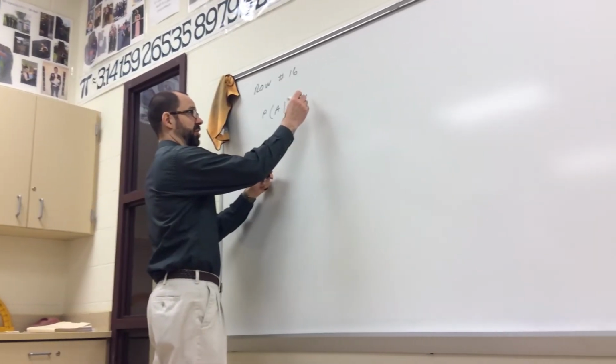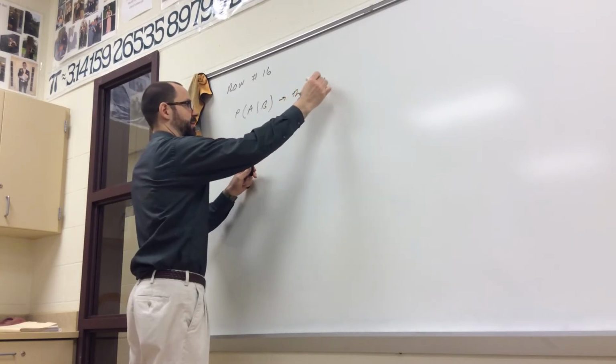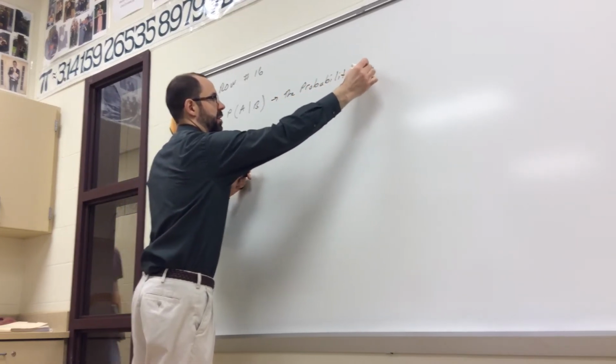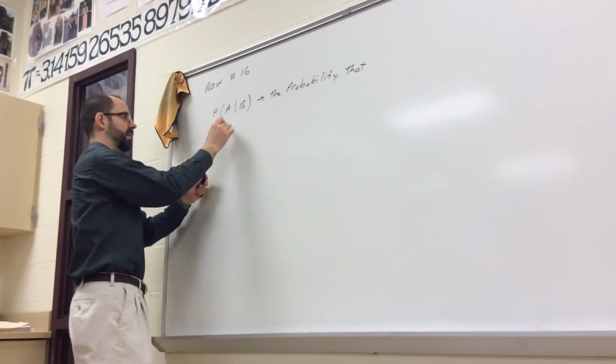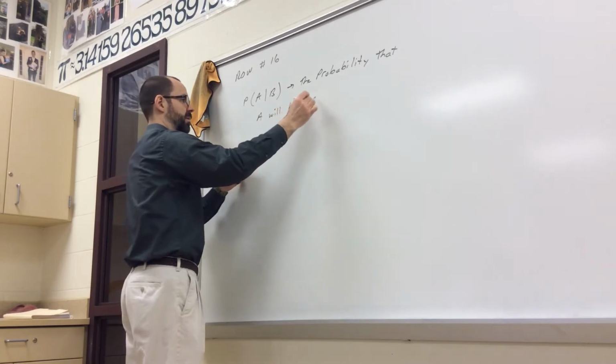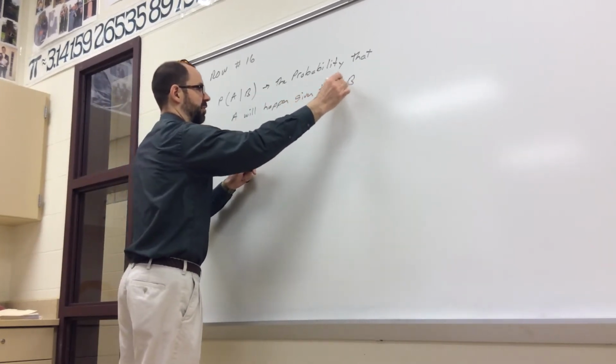This is new notation. That means the probability that A will happen given that B has already happened.